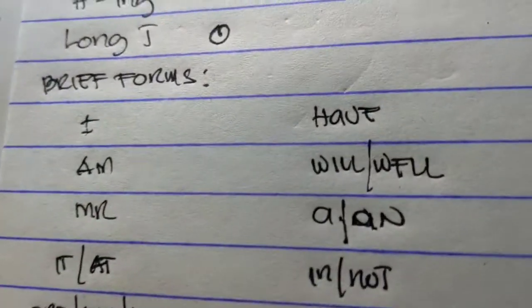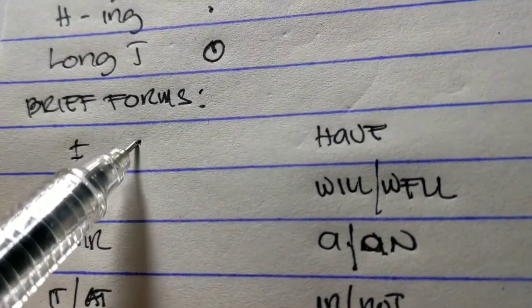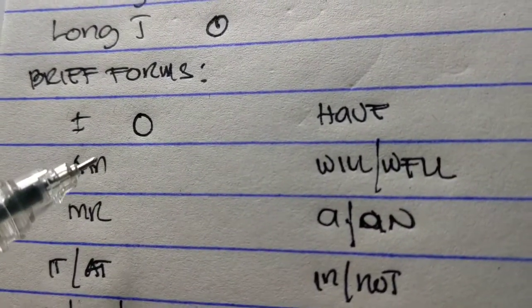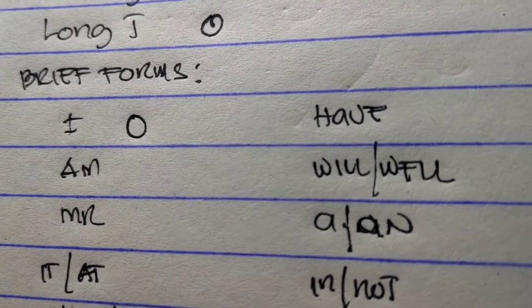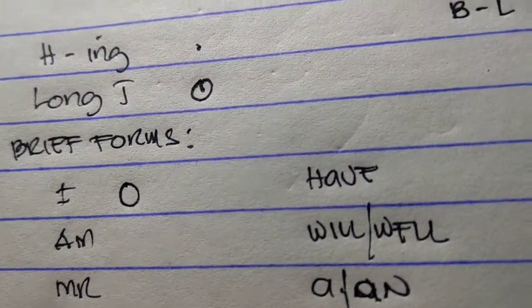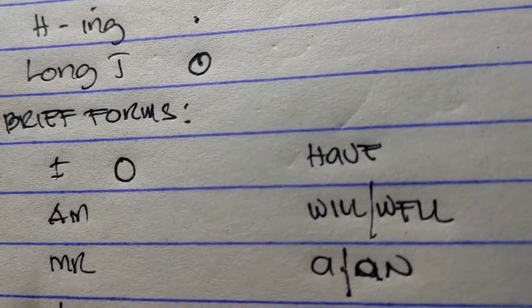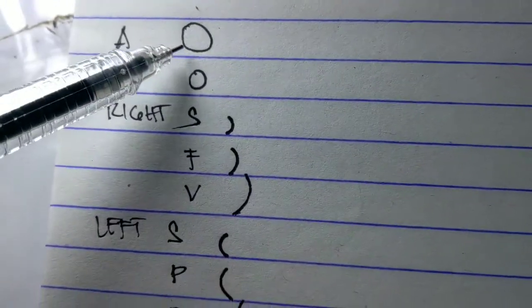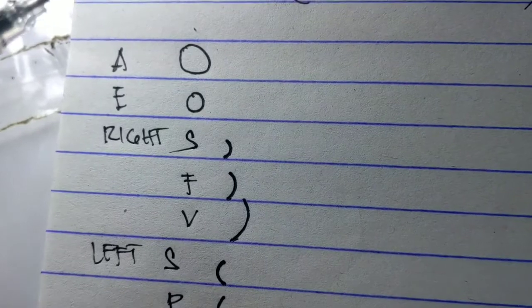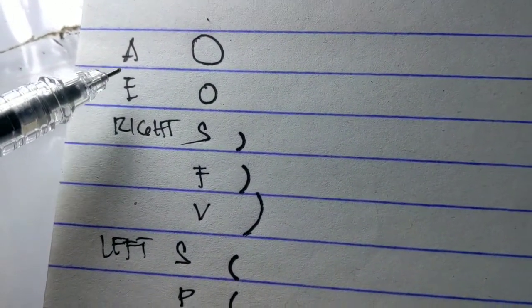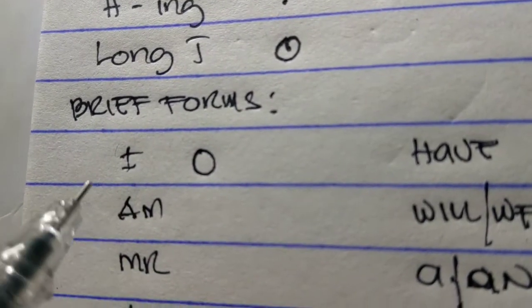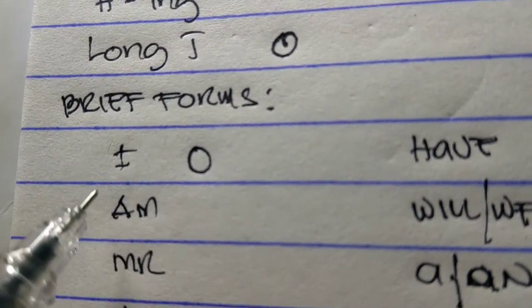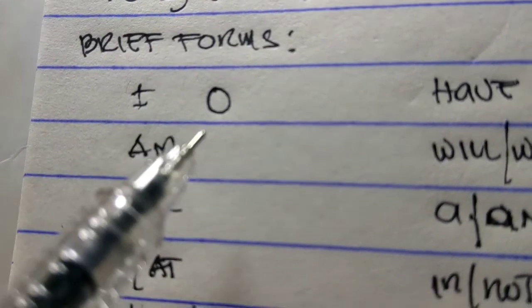Let's say I. I in brief forms is represented by a big circle. Please do not confuse the letter A with the letter I and the long I. As I said, I in brief forms is represented by a big circle, and letter A is also represented by a big circle, but that is for the alphabet. What I am telling you now is the brief forms. I in brief forms is represented by a big circle.